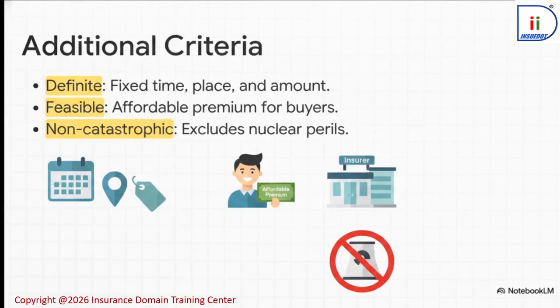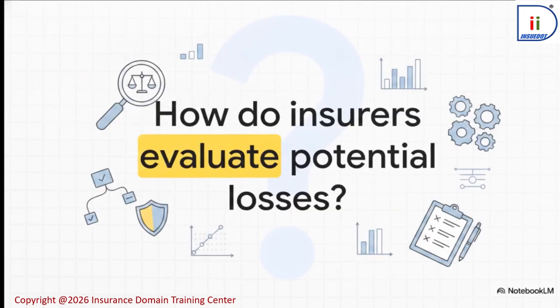It has to involve non-catastrophic events. Events of a truly devastating scale, such as a nuclear meltdown, can overwhelm even the largest global reinsurers, making them effectively uninsurable. So that begs the question.